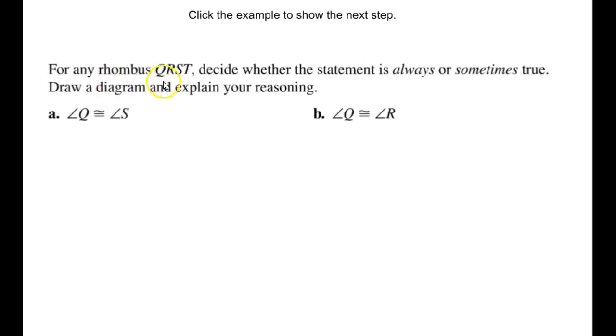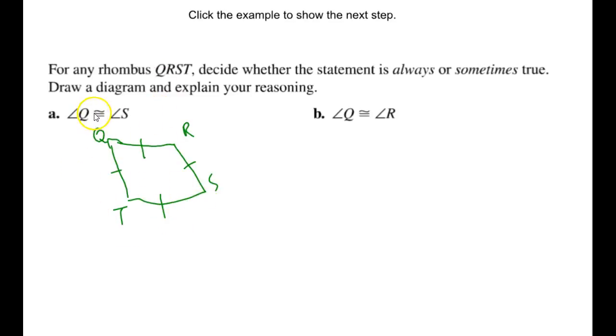So here we go. For any rhombus QRST, decide whether the statement is always or sometimes true. Draw a diagram and explain your thinking. So let's look at part A. So I know I'm going to just draw it out, and it does not have to be perfect, clearly. And I know that it's a rhombus, so I know that all the sides are the same. And I know that it is QRST. And when I'm labeling a quadrilateral, I always kind of go in a circle. As I touch the points, that's the next one that's named. So I know that it's going to be QRST. It doesn't matter where I start as long as I continue in a line around it.